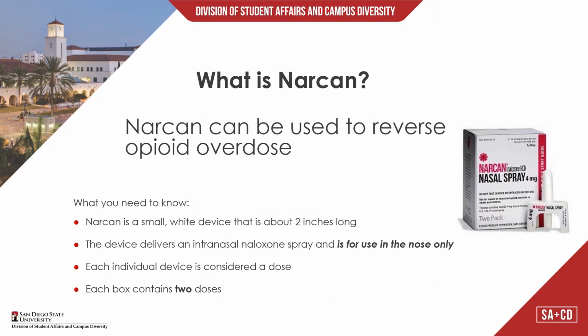Now let's spend some time talking about Narcan. Narcan can be used to reverse opioid overdose. Narcan is a small white device about 2 inches long. The device delivers an intranasal naloxone spray and is for use in the nose only. Each individual device is considered a dose, and each box contains 2 doses.